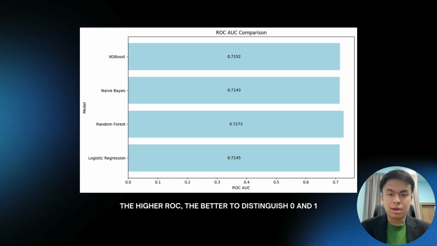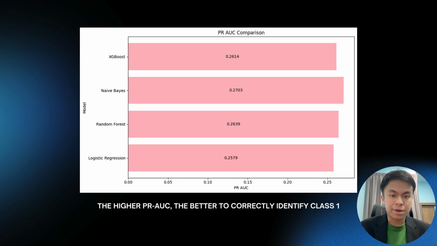For the receiver operating characteristic AUC comparison, all models have more or less the same score, with the random forest being the highest in this ROC AUC comparison. And the metric that we mainly focus on is the PR AUC, which we'll use for later hyperparameter tuning. In the base model results, we can see that Naive Bayes has the highest PR AUC, while the others are more or less the same, with logistic regression being the lowest among the four.